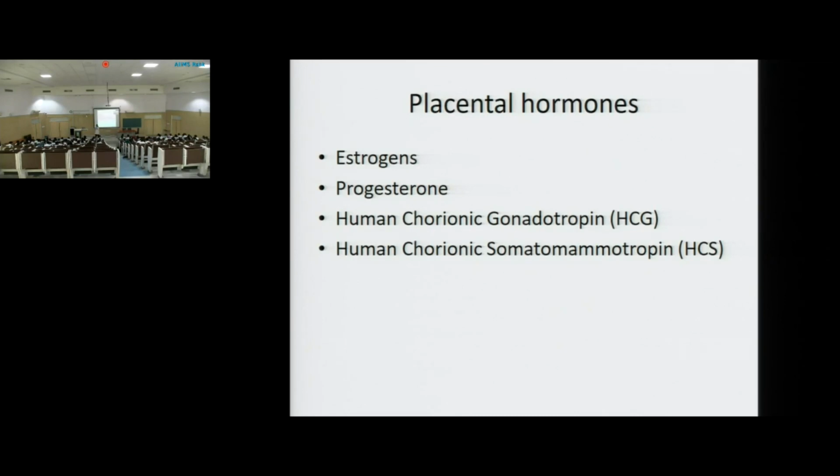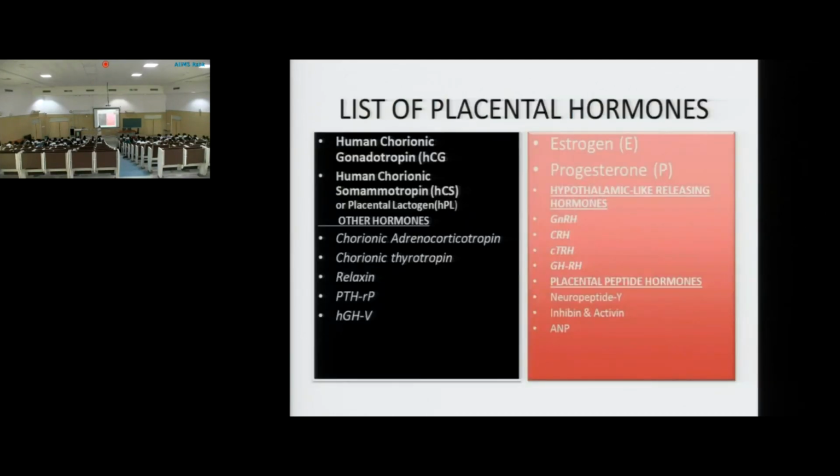Okay. Now, what are the hormones which are released by the placenta and which favor the entire progression of the fetus and its development? I have placed the four major hormones which are important and which we'll be focusing on mainly. Otherwise, you have a list of the hormones and peptides which are released from the placenta. This list is available in your books. We'll be discussing only the major ones, just giving you a glance at the rest.